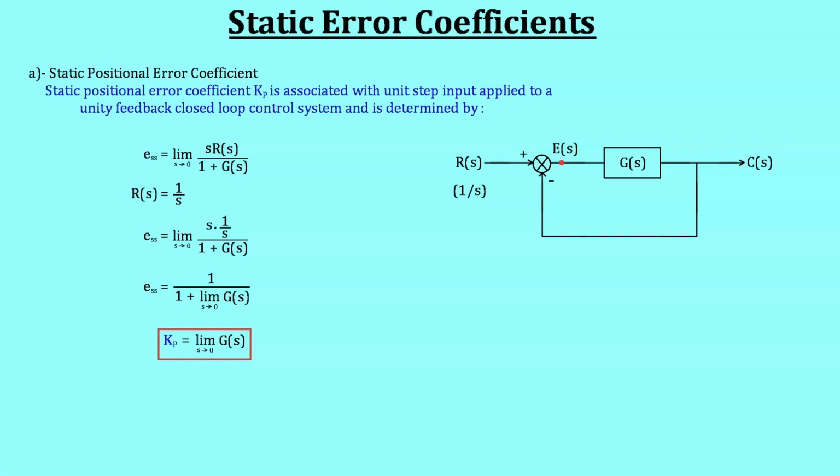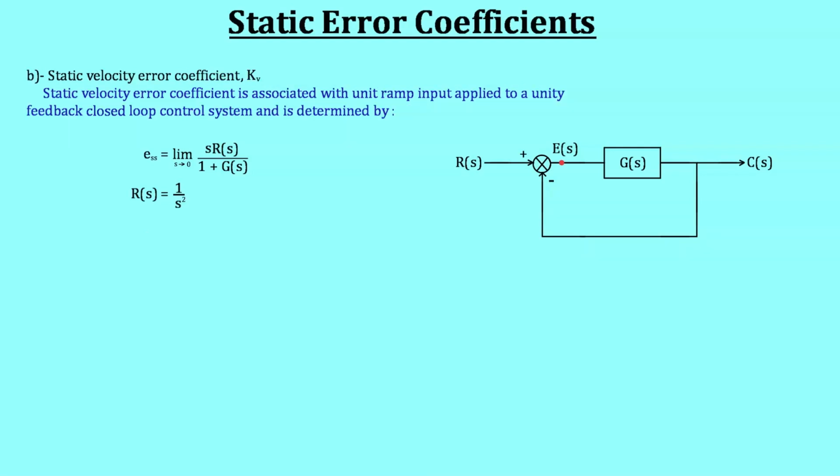By putting the value of static positional error coefficient, we can also find the equation for steady state value in terms of static positional error coefficient, which will come out to be equal to 1 divided by 1 plus static positional error coefficient. The other static error coefficient is static velocity error coefficient, which is generally denoted as Kv.